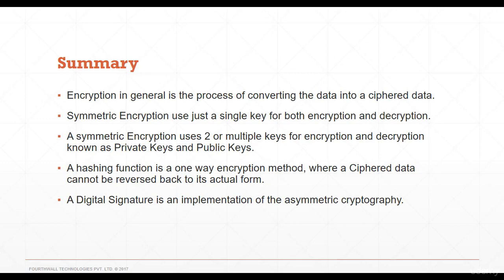So the summary. Encryption in general is the process of converting the data into a ciphered data. Symmetric encryption uses just a single key for both encryption and decryption. Asymmetric encryption uses two or multiple keys for encryption and decryption, known as private keys and public keys. A hashing function is a one-way encryption method where a cipher data cannot be reversed back to its actual form. A digital signature is an implementation of the asymmetric cryptography.